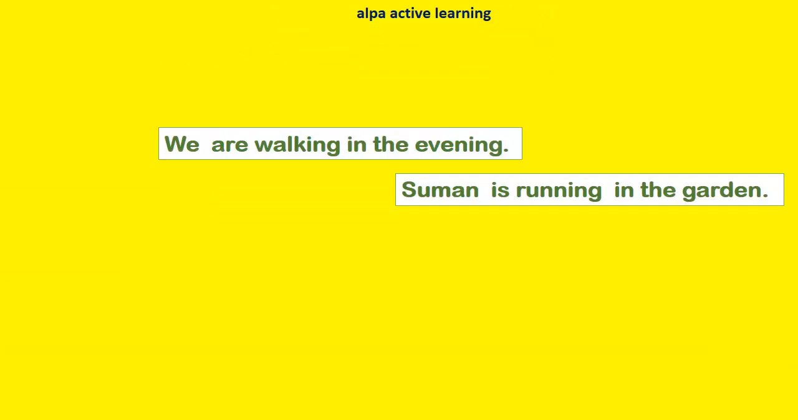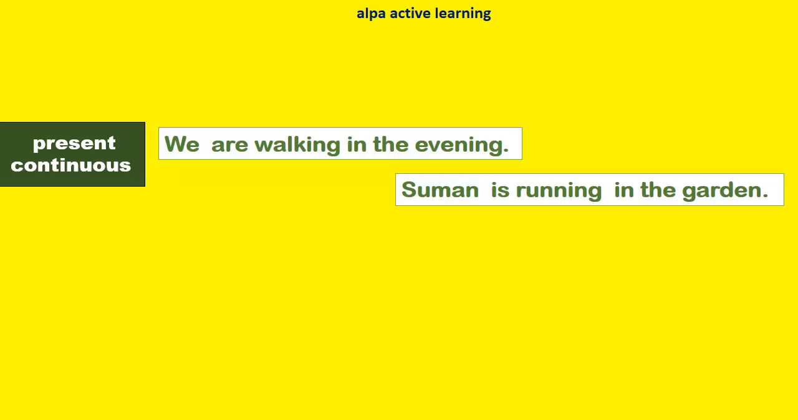So let's go. The first sentence in front of you is we are walking in the evening. Second, Suman is running in the garden. Now children, we are going to change these two sentences into different tenses. So first identify, we are walking and Suman is running. Yes, it's present continuous tense. Now to change into simple present or present perfect or present perfect continuous, you need to identify the base form.